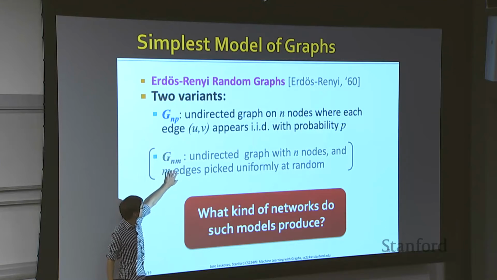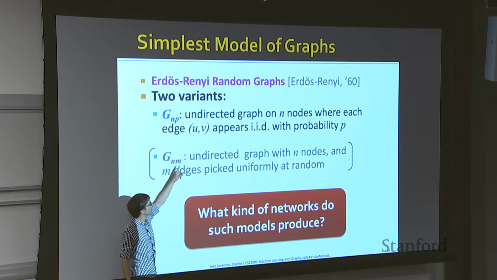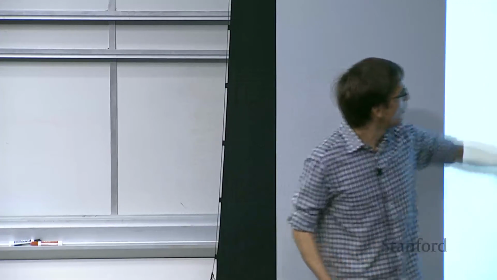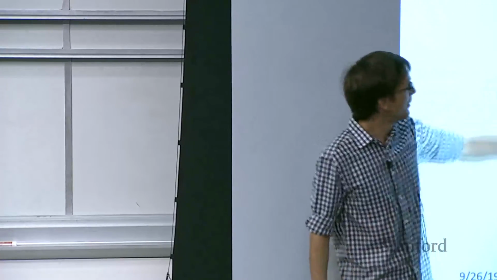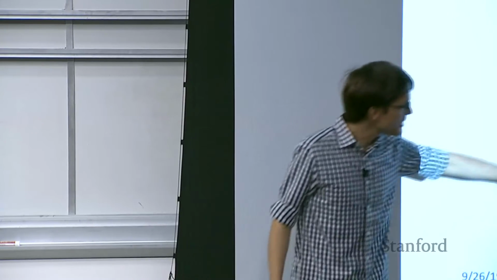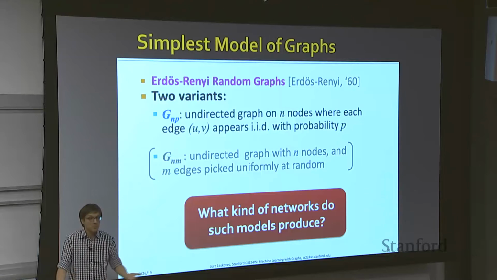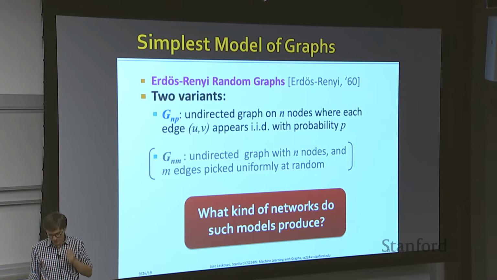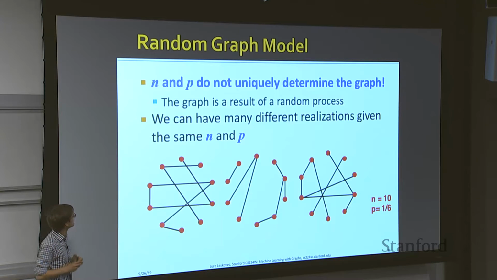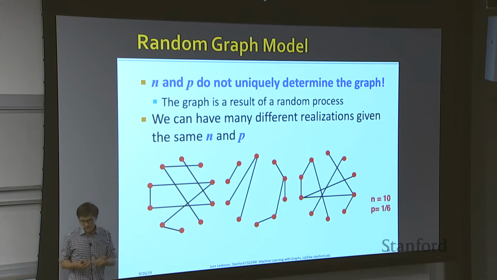Another, very similar definition is G(n,m), where n is the number of nodes, but m is the number of edges. So up there, the number of edges is probabilistic, the total number of edges is a random event, while here the total number of edges is exactly m, which I place uniformly at random among all pairs of nodes. And the question is, what kind of networks does this simplest possible model of networks produce? What is important to know is that for G(n,p), as well as G(n,m), the network is not uniquely determined, but is the result of a random process.